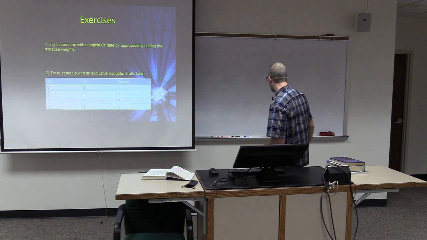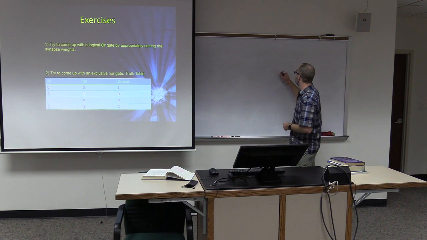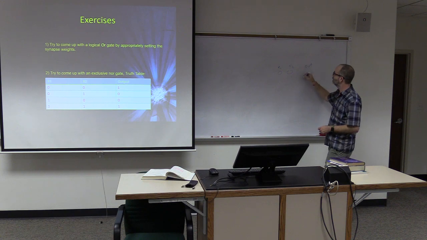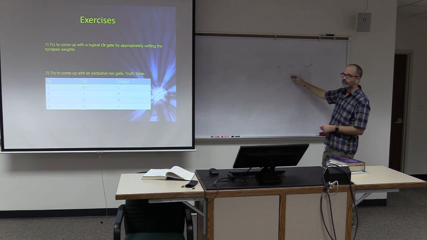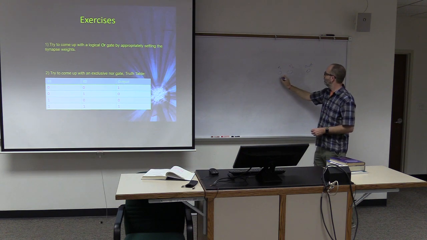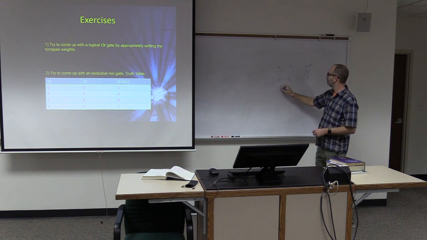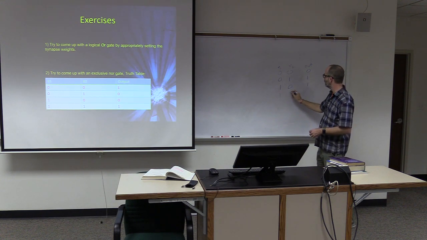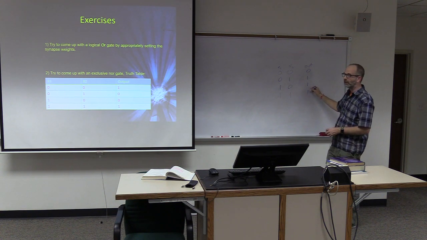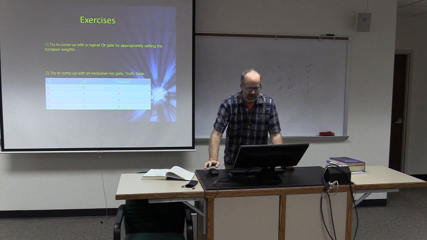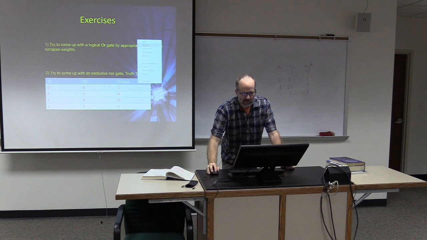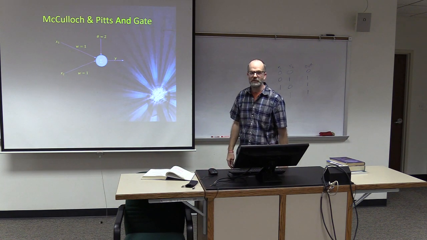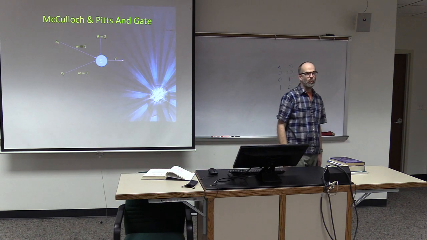What's the truth table for an OR gate? Right. So both of them are off. False or false is false. False or true is true. True or false is true. And true or true is true. So this is an OR gate. So I want you to try by appropriately sizing your weights. See if you can come up with an OR gate.